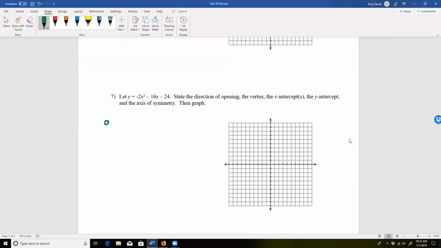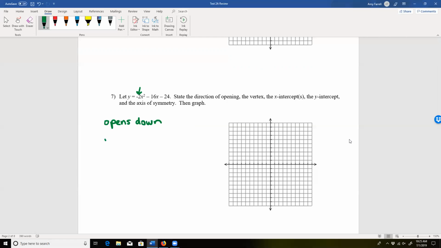Okay, so our direction of opening. This parabola opens down. I can tell that by just looking at the leading coefficient. The leading coefficient will tell you up or down. If the leading coefficient is negative, it opens down. Leading coefficient is positive, it opens up. So this one opens down.